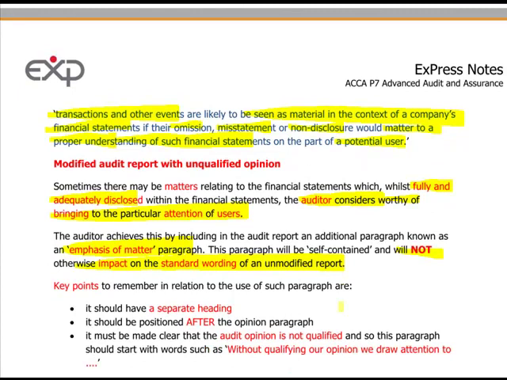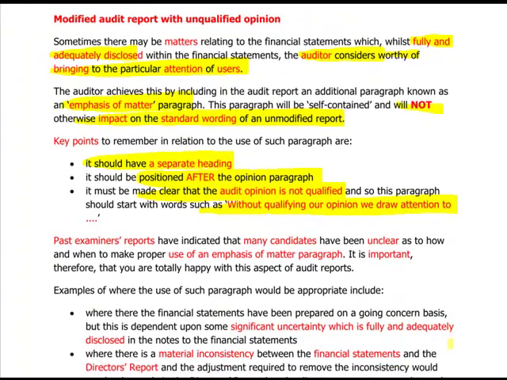Okay, so key points to remember for an emphasis of matter: it should be a separate heading. It should be positioned after your opinion. It must be made clear that the audit opinion is not qualified, and therefore it should start with, "Without qualifying our opinion, we draw attention to XYZ." Okay, so do focus on this, because past examiner reports have indicated many candidates are unclear on what emphasis of matter is all about, whether it's a qualification or not. It isn't.